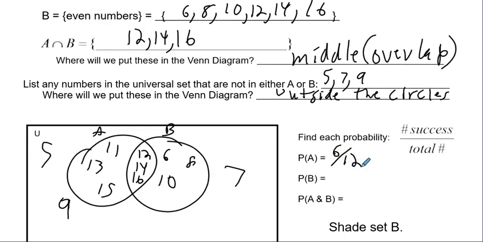What about the probability of B? What numbers are in B? 1, 2, 3, 4, 5, 6. Also out of 12. And how many are in the middle? 3 out of 12. And it says shade B.